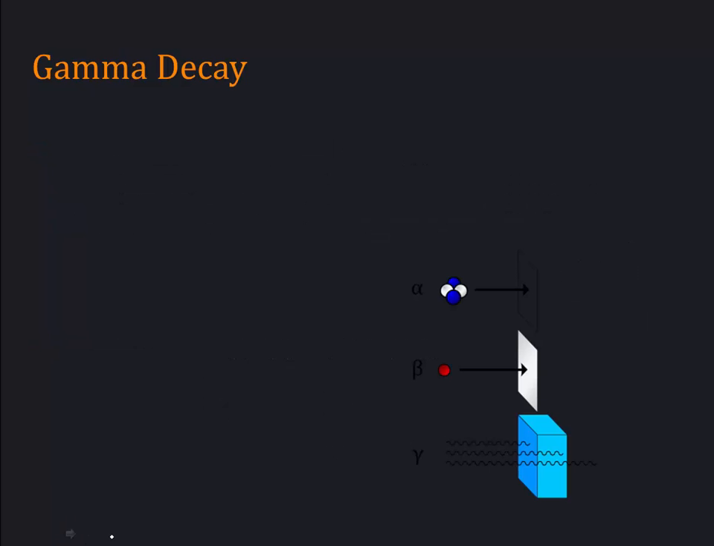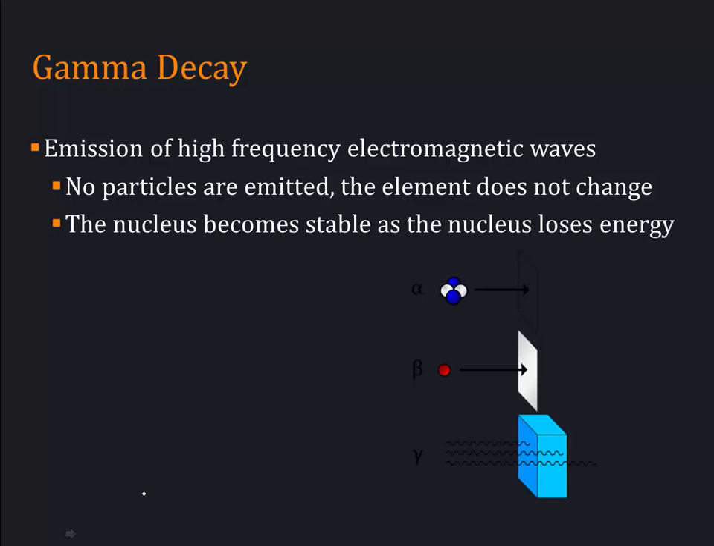The last type of radioactive decay is called gamma decay, and this is just the emission of energy. It does not involve the emission of particles. It's the emission of high-frequency electromagnetic waves. So these are actually more energy than X-rays.